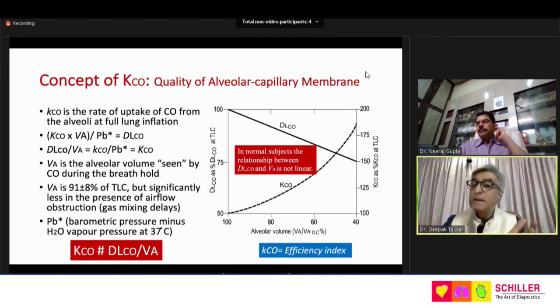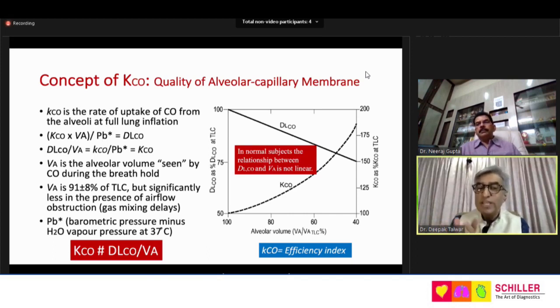It is not that we have just corrected it for the volume and now it is a volume independent factor. It is a volume independent factor, but it is trying to reflect the kinetics of the CO which is happening. That is why it is called efficiency index. So KCO is trying to tell you, whatever membrane is there, what is the quality of that membrane? Whatever membrane has gone, that has decreased the diffusion capacity. But whatever membrane is left behind, if it is good, then the KCO will be good, or the KCO will be bad, depending upon the results we are getting.